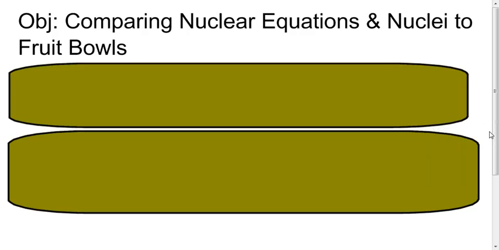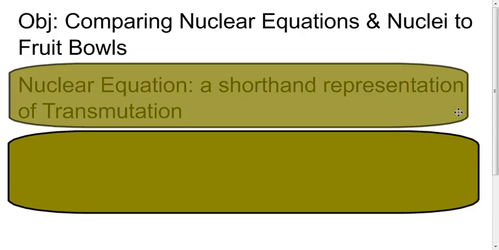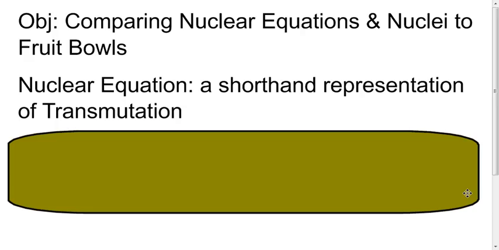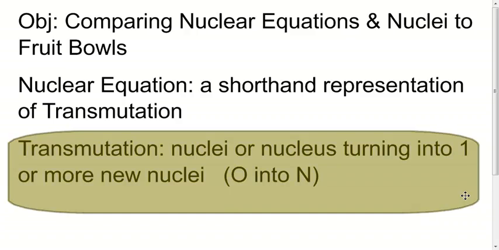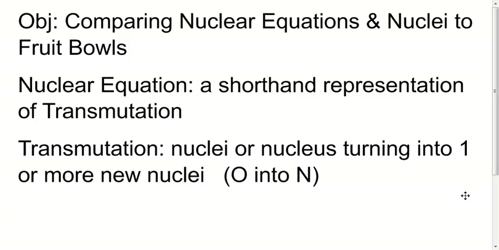This video is about comparing nuclear equations and nuclei to fruit bowls. A nuclear equation is a shorthand representation of a transmutation, like a code to show what is happening in the change. And a transmutation is when one atom turns into another one, like carbon turning into oxygen or nitrogen.